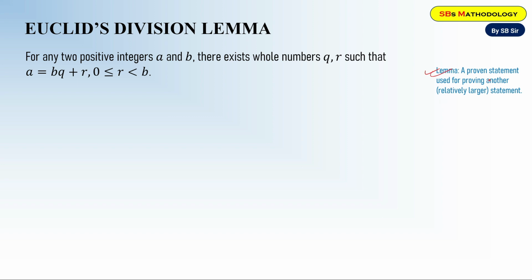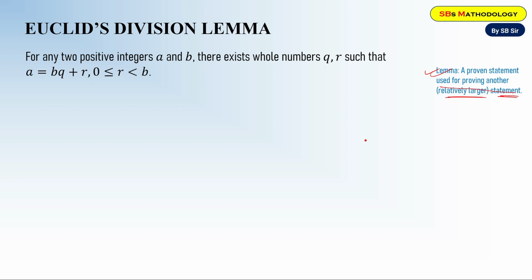What is a lemma? A lemma is a proven statement used for proving another relatively large statement. That is, a statement which is proved earlier, and we will use that to prove another theorem or larger statement, right? This is called a lemma. So Euclid's division lemma is one such lemma which we will use in further chapters or applications where we are going to prove different concepts and applications.